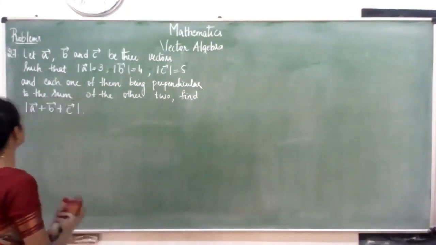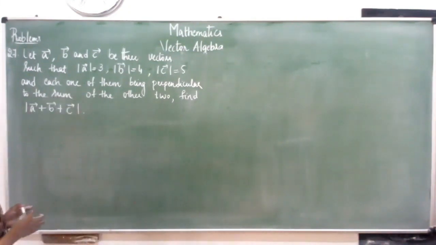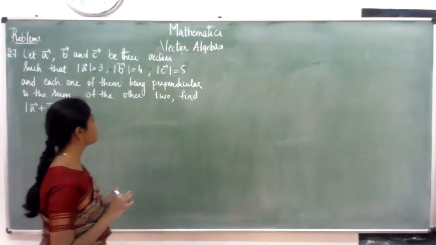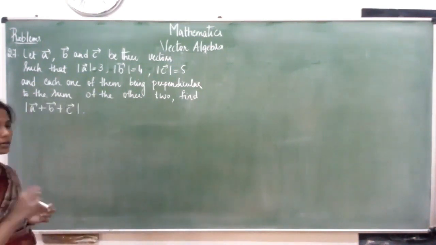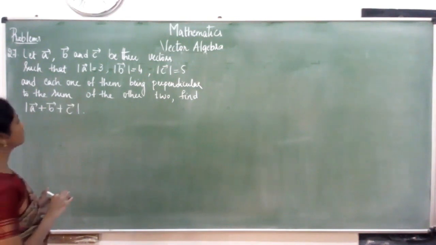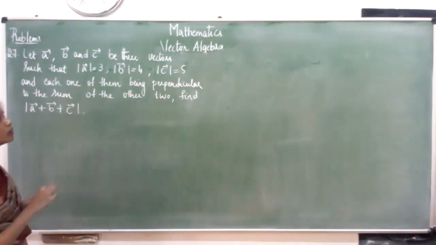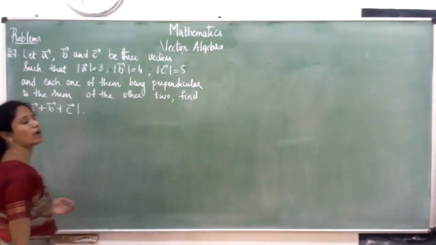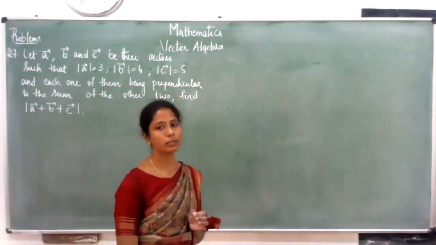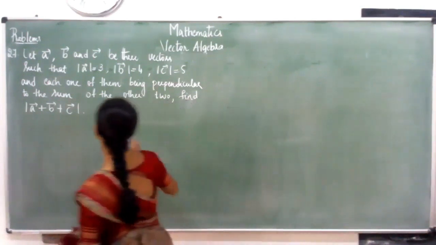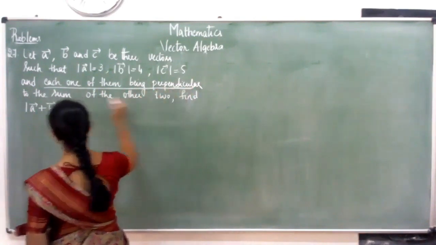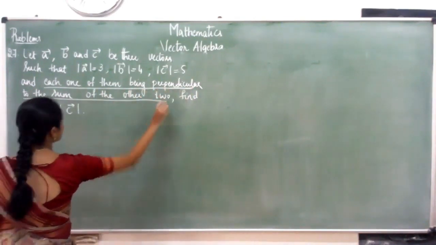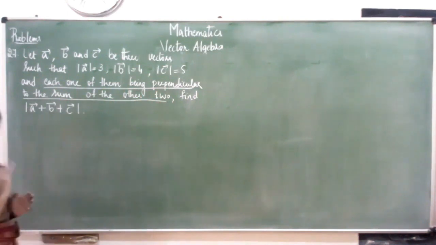Next problem. Let vector A, vector B and vector C be 3 vectors such that magnitude of vector A is equal to 3, magnitude of vector B is equal to 4, magnitude of vector C is equal to 5, and each one of them being perpendicular to the sum of the other two. Find the magnitude of vector A plus vector B plus vector C. The clue which is given is that each one of them is perpendicular to the sum of the other two. So here they are given 3 vectors.